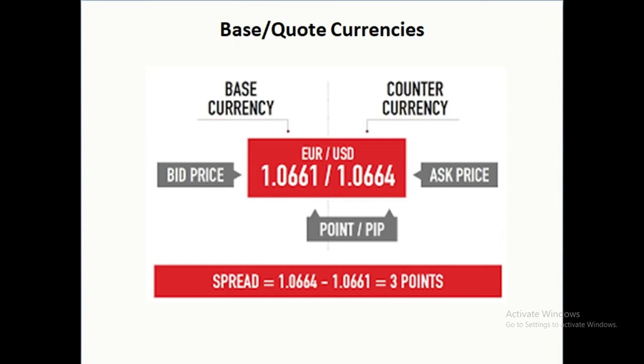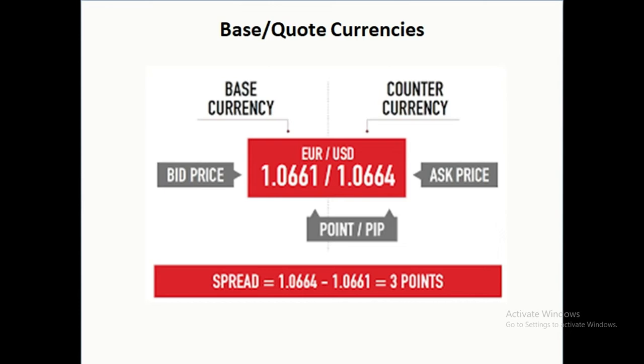Then we have the bid price. The bid price is the amount you'll be selling back if you are selling. Let's assume you buy at the ask price, then by the time you reach your point where you take profit and sell, that's the bid price. You sell at the bid price.